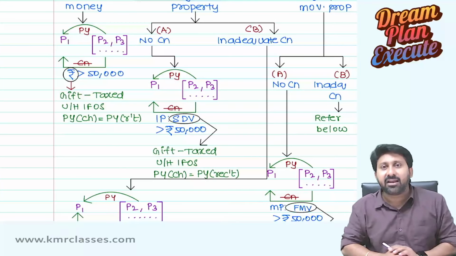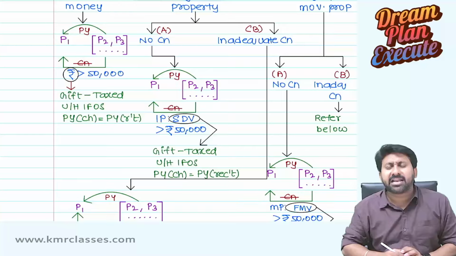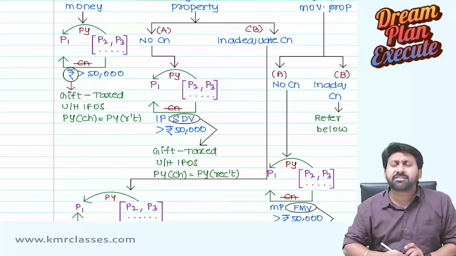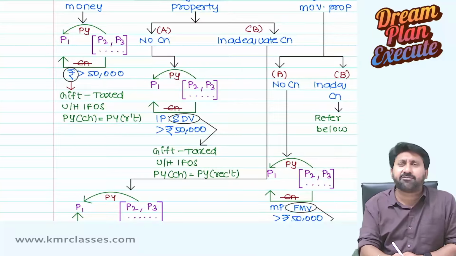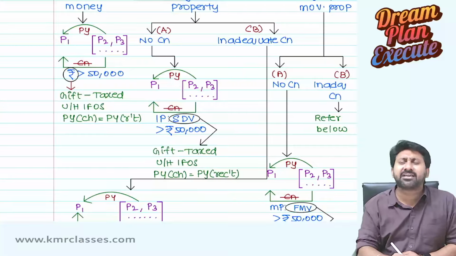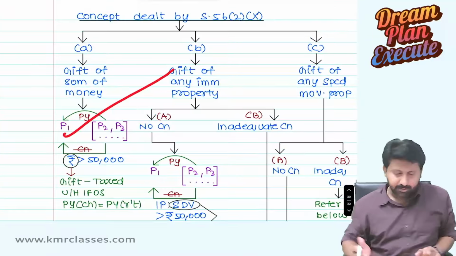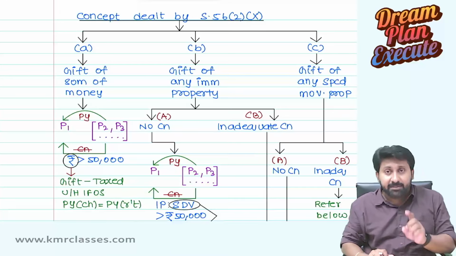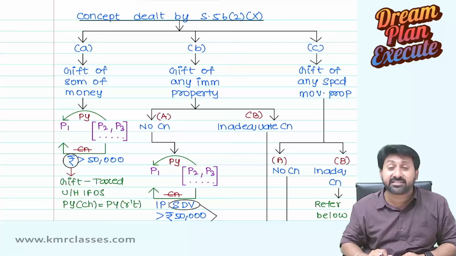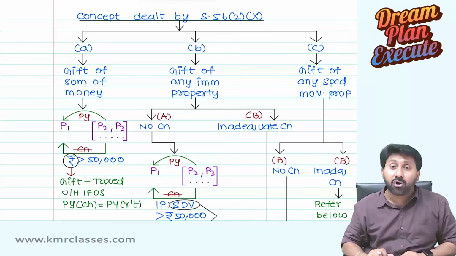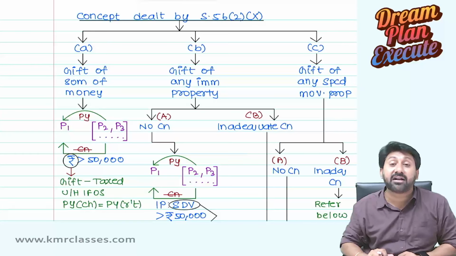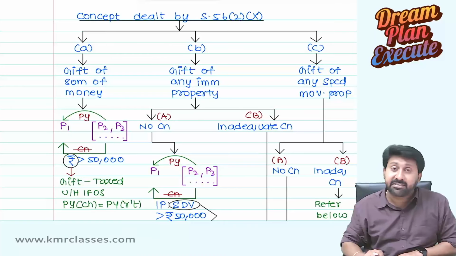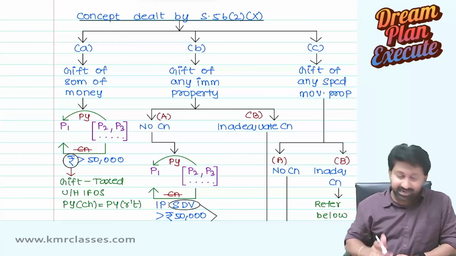So what is the idea here? Where any person receives from any person or persons during the previous year any sum of money exceeding rupees 50,000 without a consideration, then the whole of the aggregate sum of such money shall be taxable in the hands of that person under the head IFOS. The previous year of chargeability will be the previous year of receipt. So section 56, subsection 2, clause 10, subclause A says this.